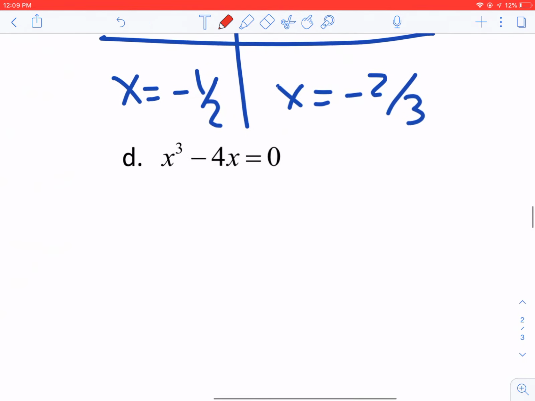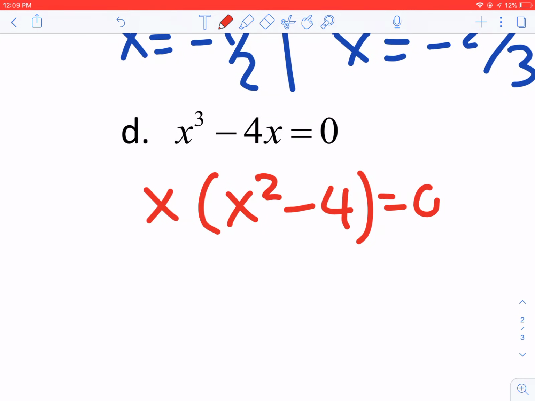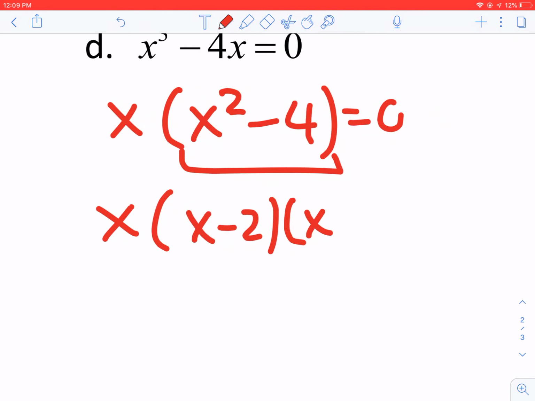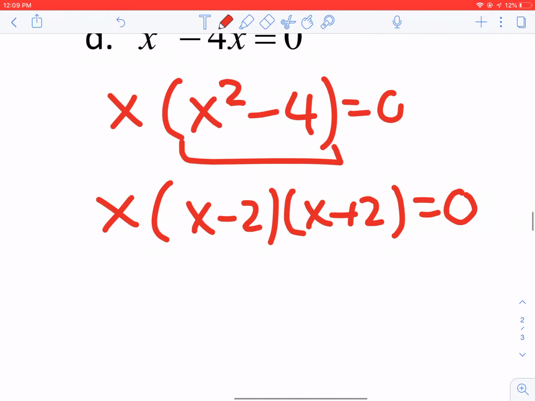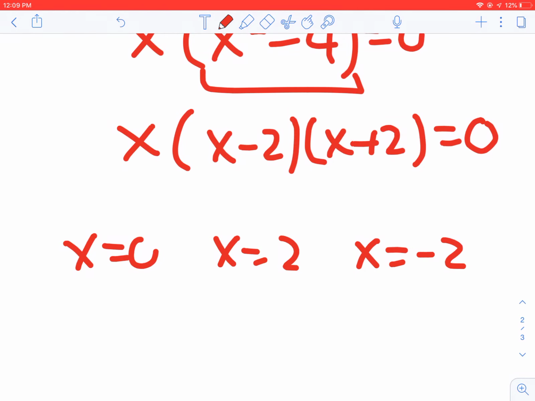And for letter D, factor this, GCF of x. We're left with x squared minus 4. x squared minus 4, that's a difference of squares. That's going to factor x times x minus 2 times x plus 2 equals 0. Teeing it off, we get x equals 0, x equals 2, and x equals negative 2.